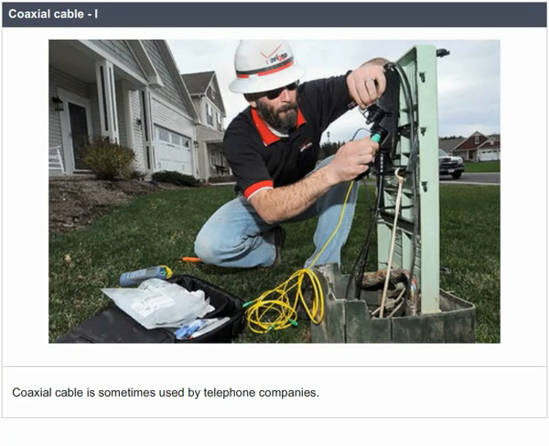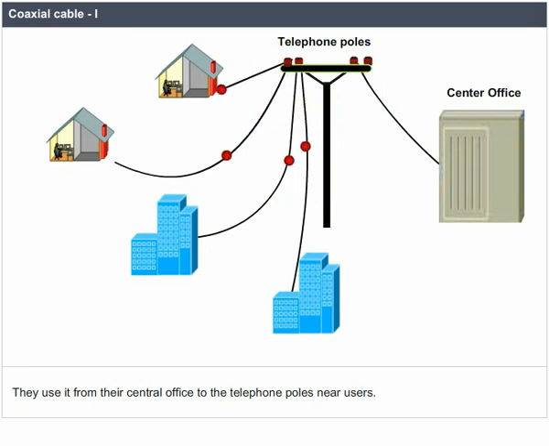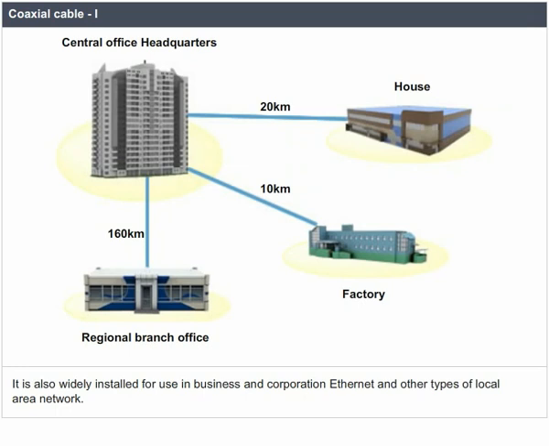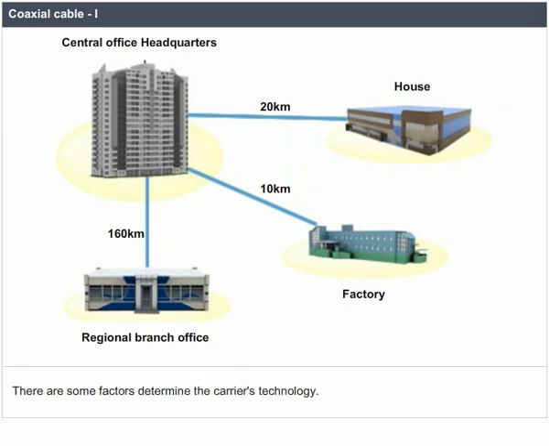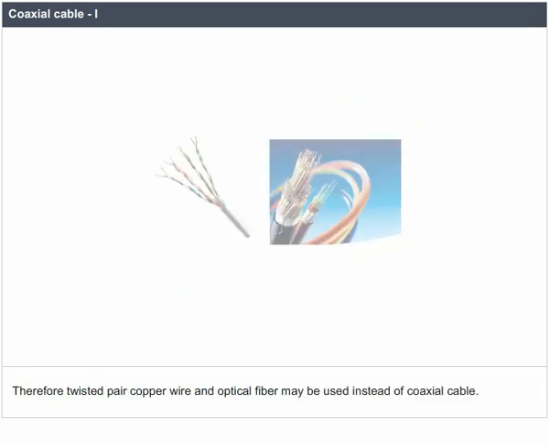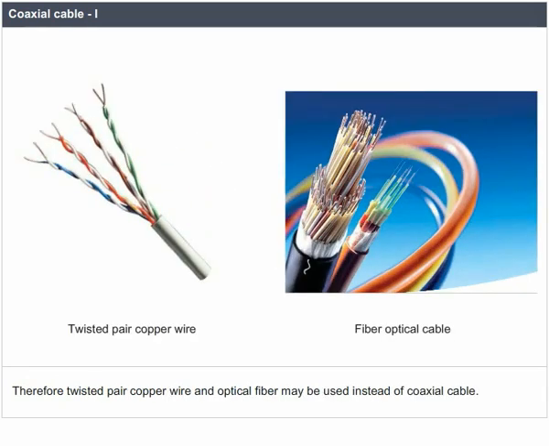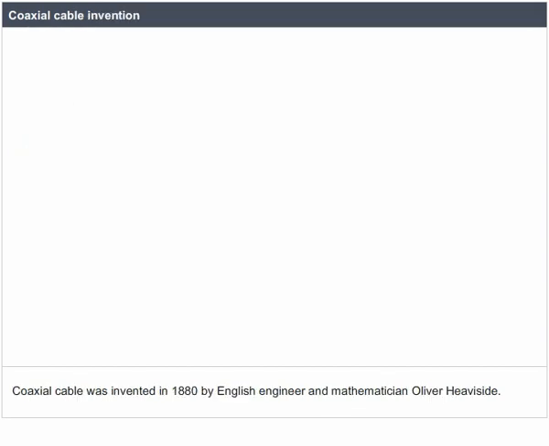Coaxial cable is sometimes used by telephone companies. They use it from their central office to the telephone poles near users. It is also widely installed for use in business and corporate Ethernet and other types of local area network. There are some factors that determine the carrier's technology. Therefore, twisted pair copper wire and optical fiber may be used instead of coaxial cables.